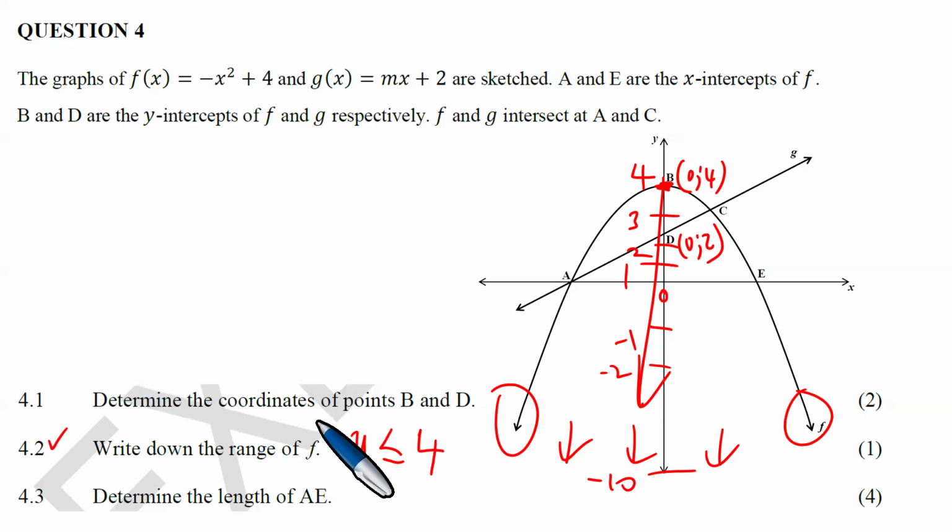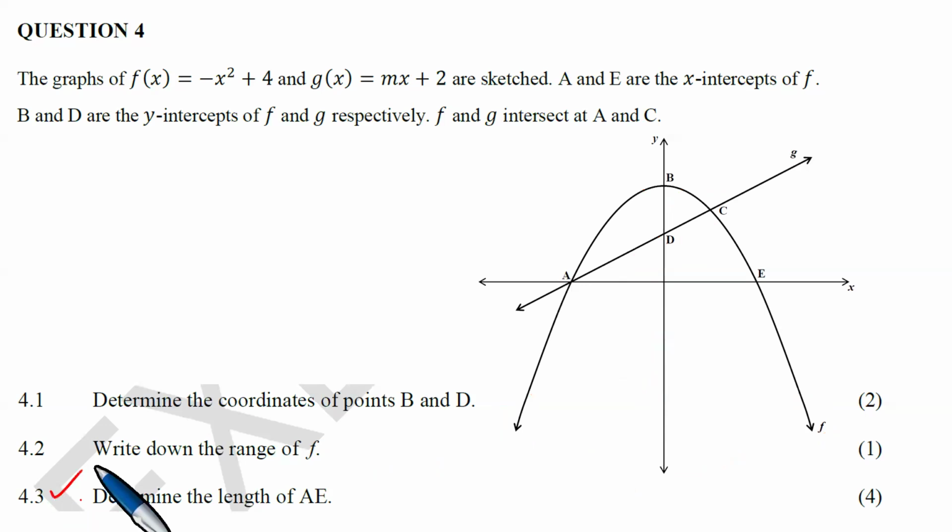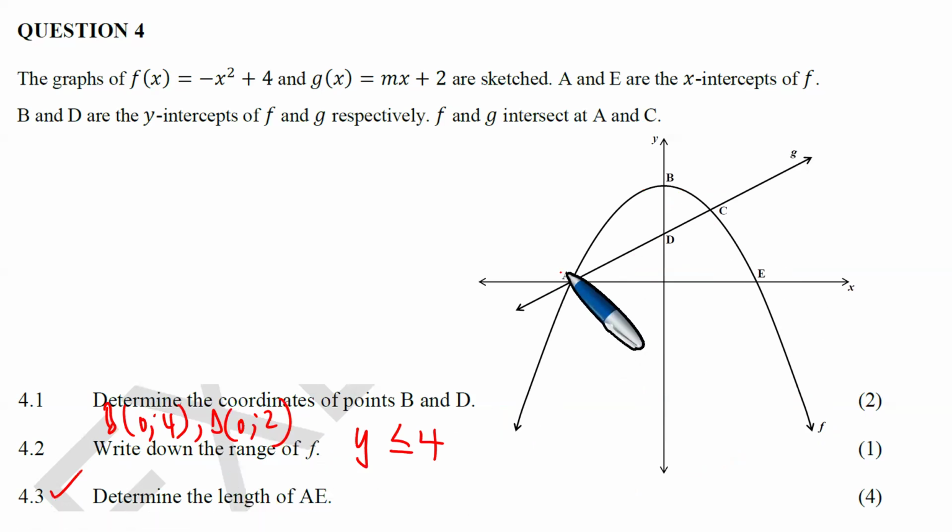Okay, next question. Determine the length of AE if you know that the range is y less than or equal to 4. B has coordinates (0, 4). D has the coordinates (0, 2). What is the length of AE?